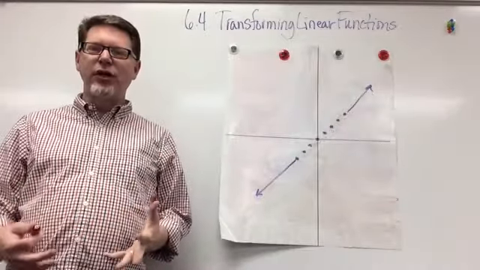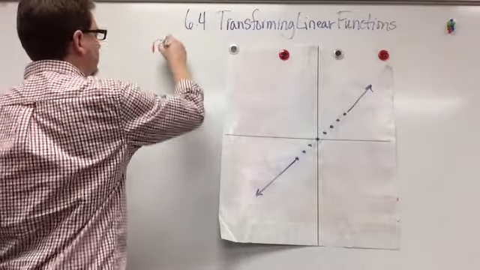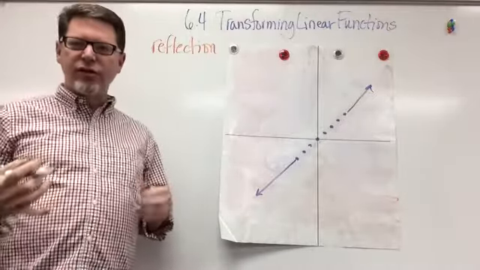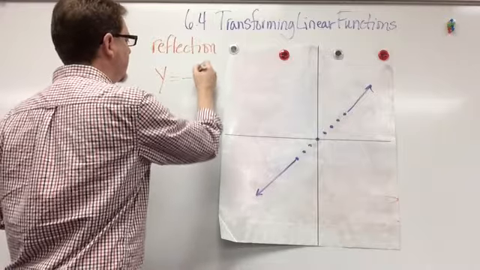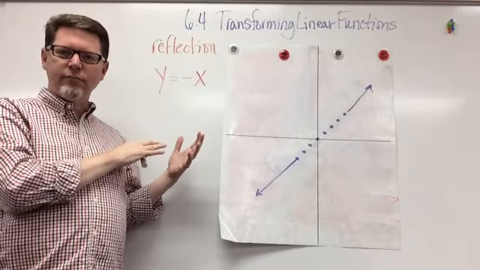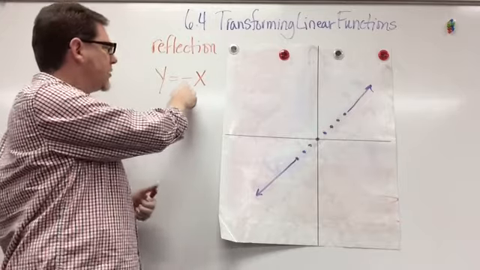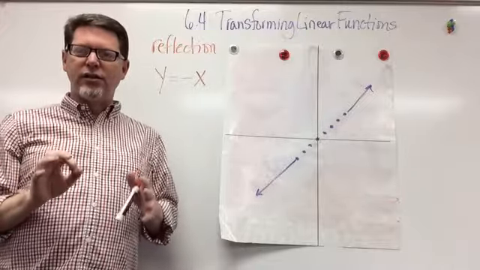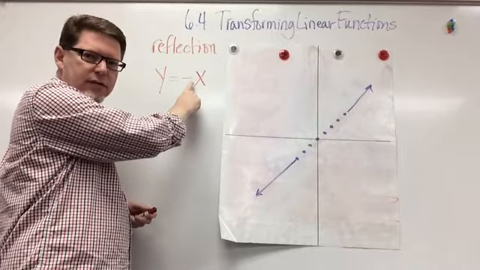The next type of transformation that we can look at is called a reflection. Okay? A reflection looks like this. y equals negative x. How is that different from the parent function? Absolutely. The slope now is, instead of positive 1, negative 1 in a reflection. That's the only thing that changes in a reflection. In a reflection, we have a negative slope.